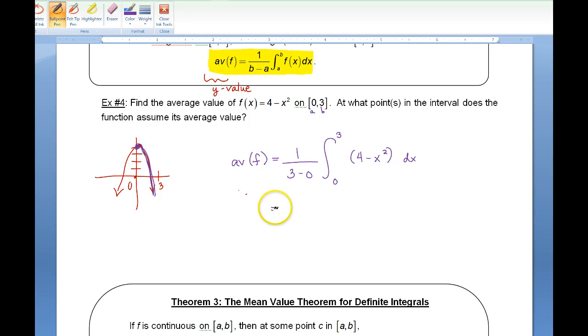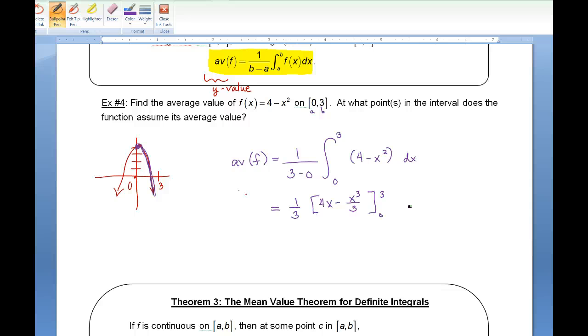Okay, so what do we have? 1/3. We end up with 4x minus x cubed over 3, evaluated from 0 to 3. That's the answer. Well, we have to evaluate it. Now the nice thing in this case is the lower bound: what happens when you plug in the lower bound? You just get 0. So you really only have to worry about plugging in the upper bound.